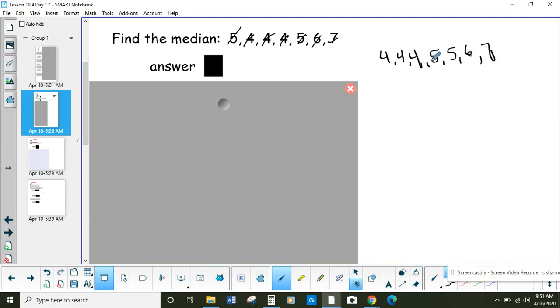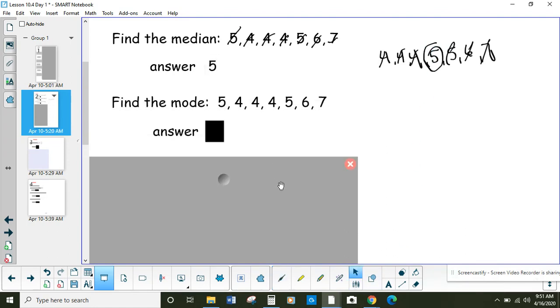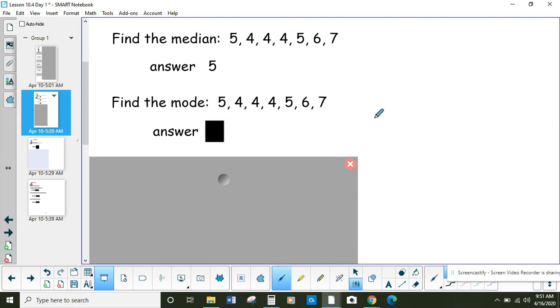And to find the median, we just count our way in, right? Cross off one, cross off one, cross off another one, cross off another one. Whatever's in the middle, middle means median. That's my median, 5. Pause the video now and try to find the mode for this data set. So the mode is what shows up the most. Yep, 4 shows up the most. So the mode is 4.